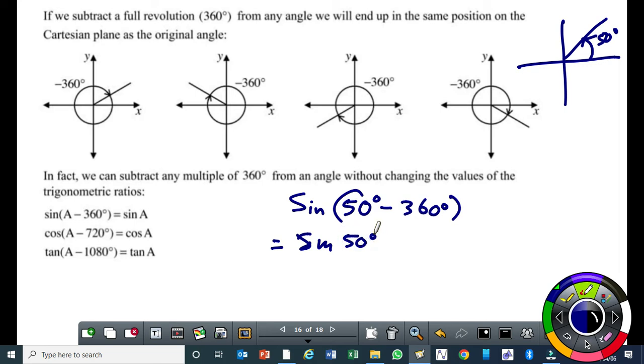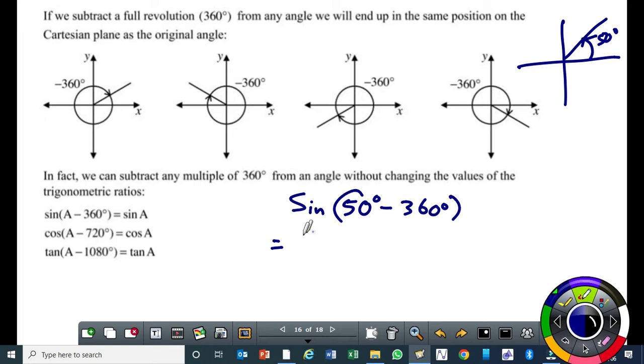It's the same. But let's do a mathematical derivation for that. To do the proper mathematical derivation, allow me to swap the two. So I can write this as minus 360 plus 50 degrees.